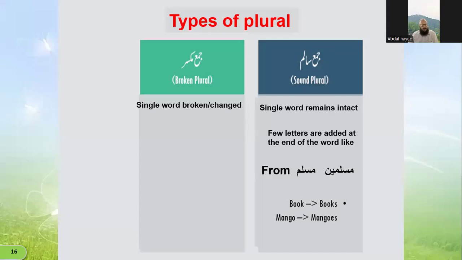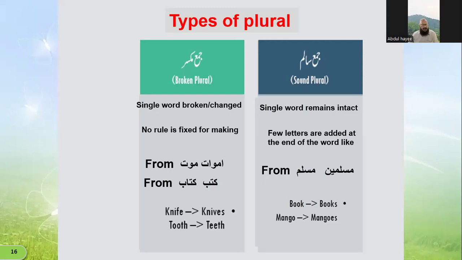What is jama mukassir? Broken plural. The single word is broken or changed. There is no fixed rule for its making; there are different rules. Just like from mouth we have amwat. Look, in amwat, the actual word is not there. It has been changed. From kitab we have kutub. See, in kutub, kitab is not in its original shape.